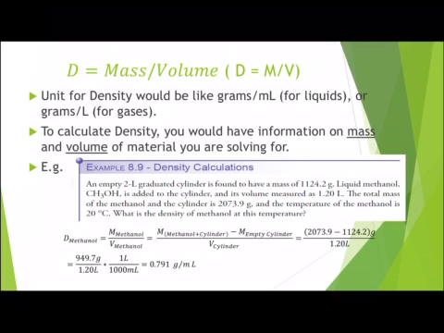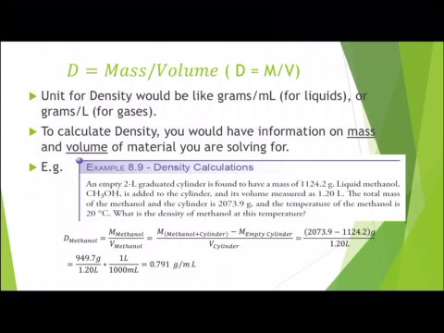Number two, this is key. When you need to calculate density, you have to have information on both the mass and volume. They are of the thing you're solving for. So you need to make sure of that. Now, this is shown in the example below. It's example 8.9 in our book.